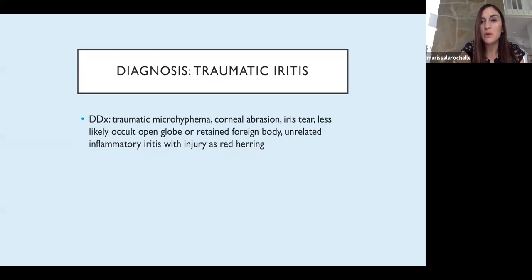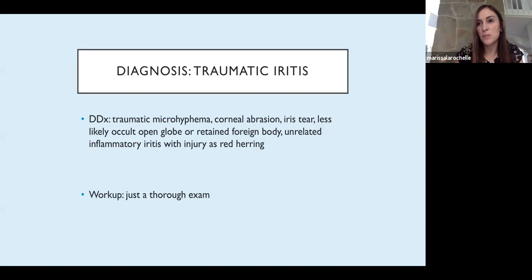And then think of unrelated inflammatory iritis. And it's possible that that injury was just a red herring. I'm sure we've all had patients that relate something like getting dust in their eye to something that couldn't possibly be related, like bilateral age-related cataracts. But it's just that that event brought attention to their eyes or their vision.